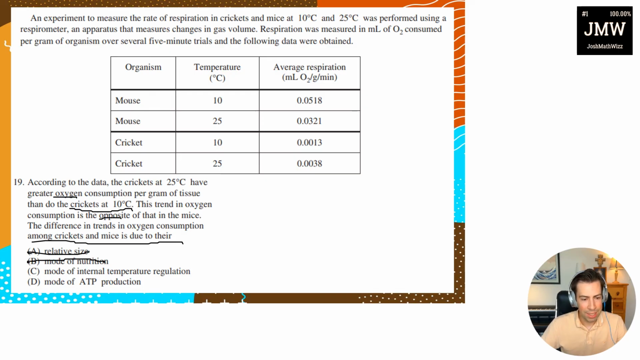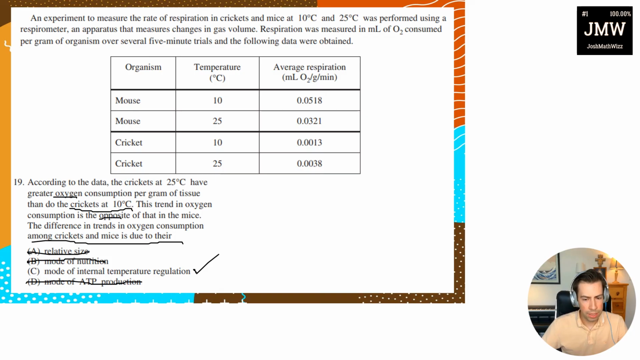And it's not the mode of ATP production, because ATP production in any organism that has mitochondria and uses aerobic respiration, again, I believe it talks about it. Well, anyway, long story short, anything that has mitochondria is going to require oxygen for aerobic respiration, right? And then mode of internal temperature regulation. This is going to be the correct answer here.